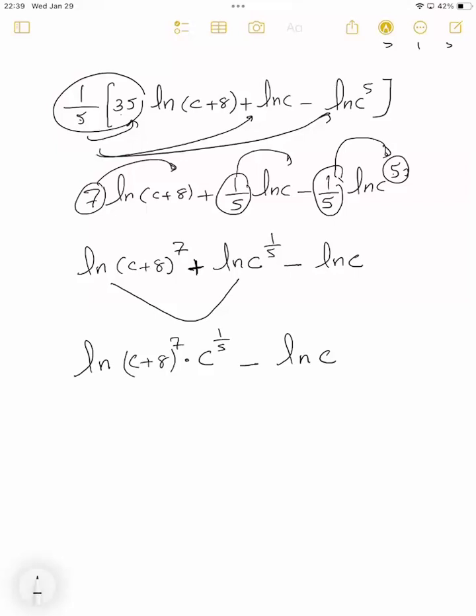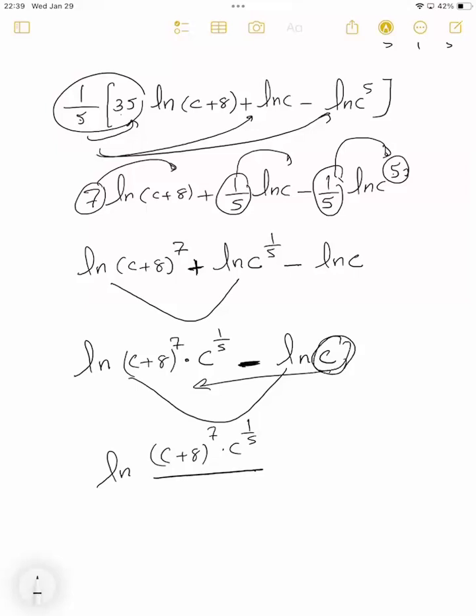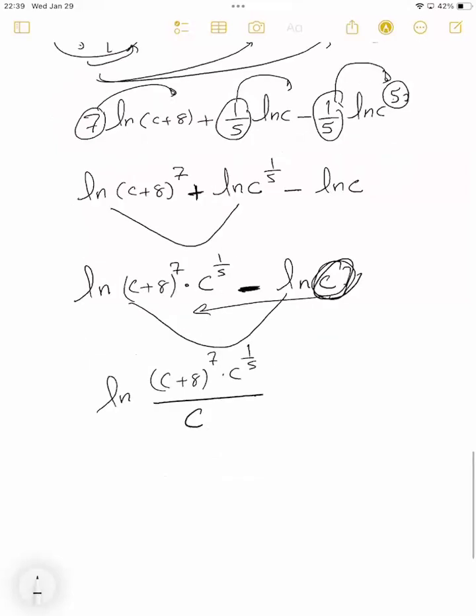Then we get rid of that subtraction, and this becomes the denominator. So these two are going to become ln of the numerator divided by the c from the second ln. Do you see you have a c to the power 1 and you have c to the power 1/5? These two will be reduced. How do you reduce them?